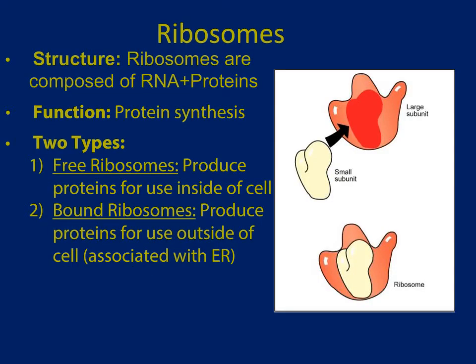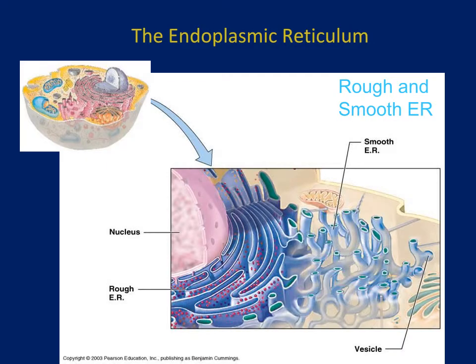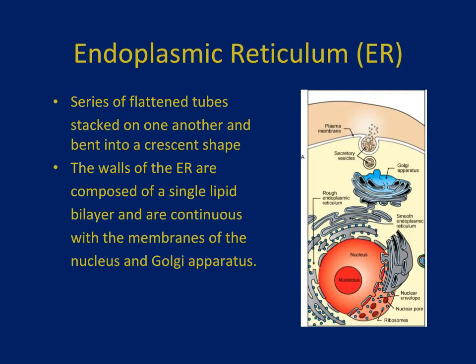Okay, our next organelles are very small but still very important because these are the ribosomes. The primary job of the ribosomes is to manufacture proteins. Now, ribosomes can be found in one of two different places in the cell. A lot of them are floating free within the cytosol, whereas others are found connected to other organelles. An example of an organelle that may have ribosomes attached to it is the endoplasmic reticulum. Now, the endoplasmic reticulum is composed of a series of flattened tubes stacked on one another and bent into a crescent shape. Now, the walls of the endoplasmic reticulum are composed of a single layer of phospholipids and are continuous with the membrane of the nucleus and Golgi apparatus.